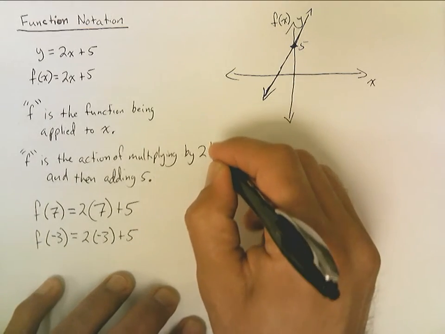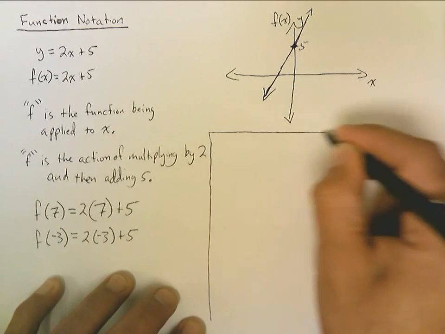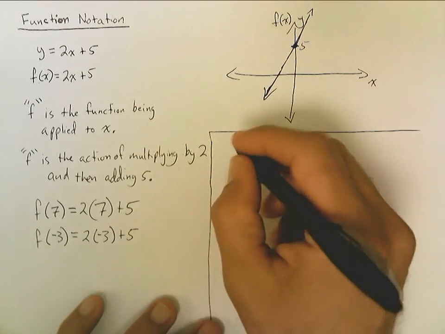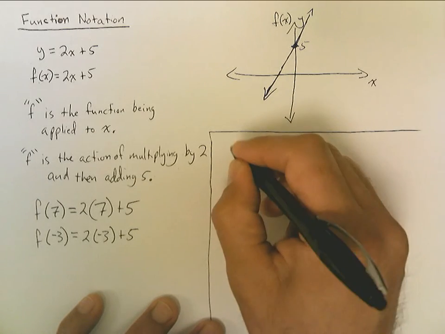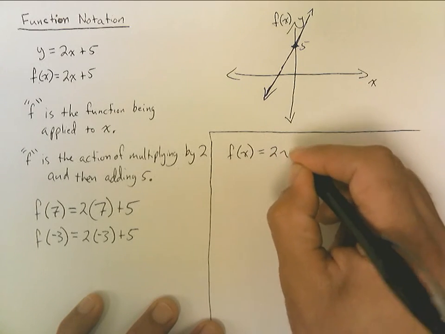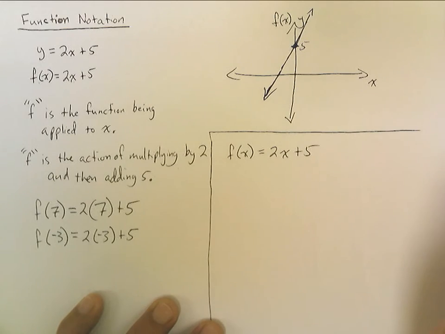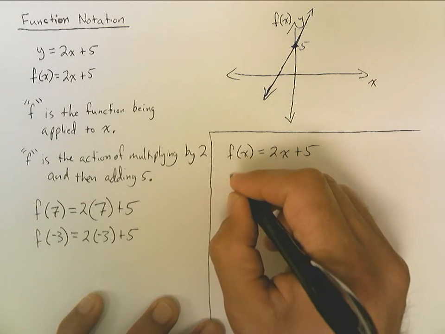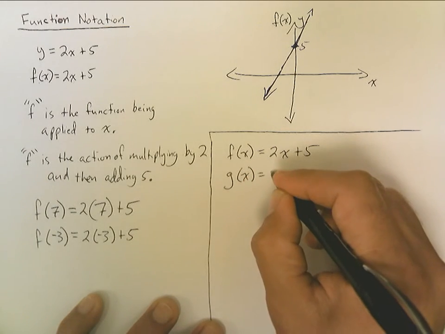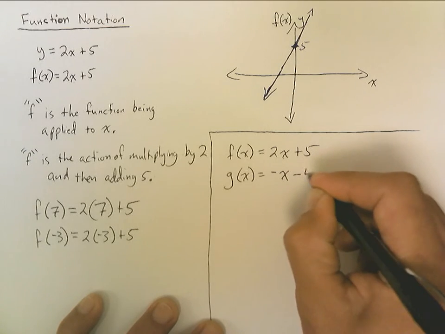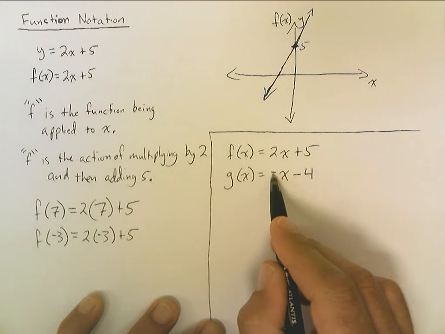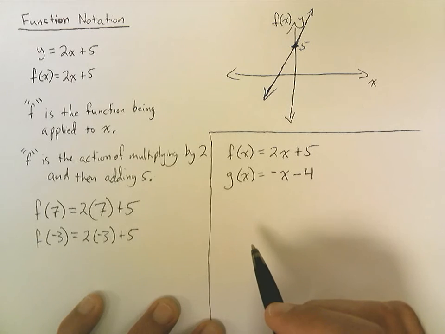Now, just as an aside, one of the reasons why this notation is so handy is we can do things now with the functions. So suppose we have a couple of functions. We'll keep that same f. F of x is going to be the actions of multiplying by 2 and then adding 5. So we take whatever x is, we multiply it by 2, and then we add 5. If we have another function, let's call it g, g of x is going to be equal to, let's say, negative x minus 4. So g involves taking something, making it negative, and then subtracting 4 from that.